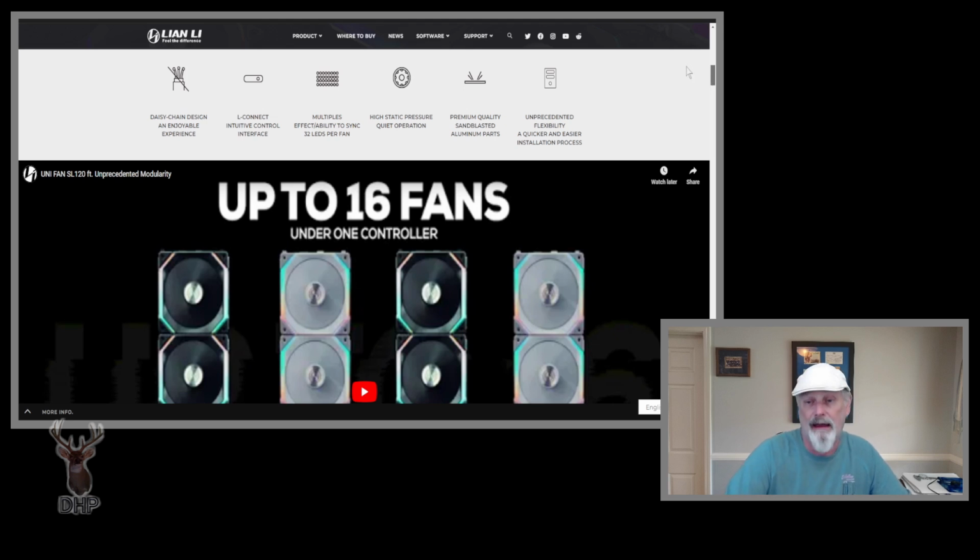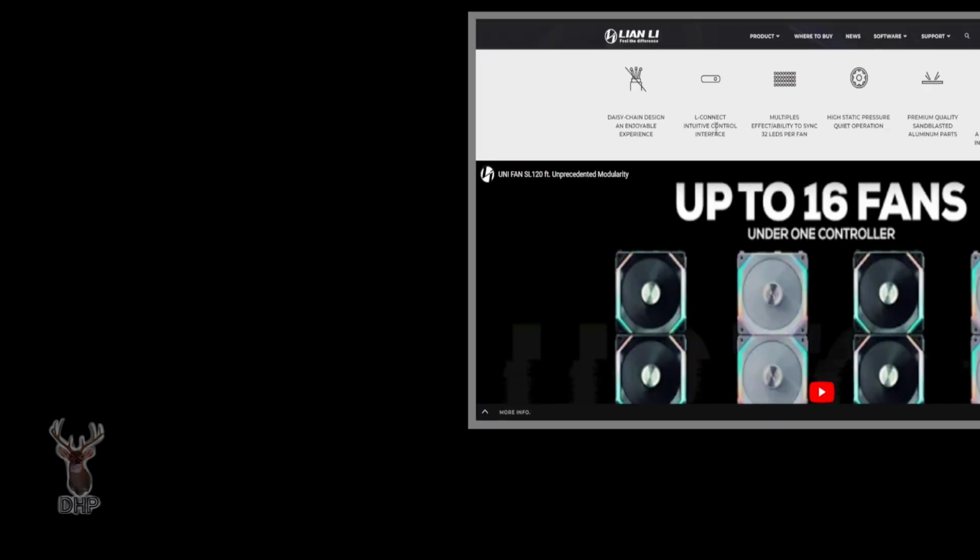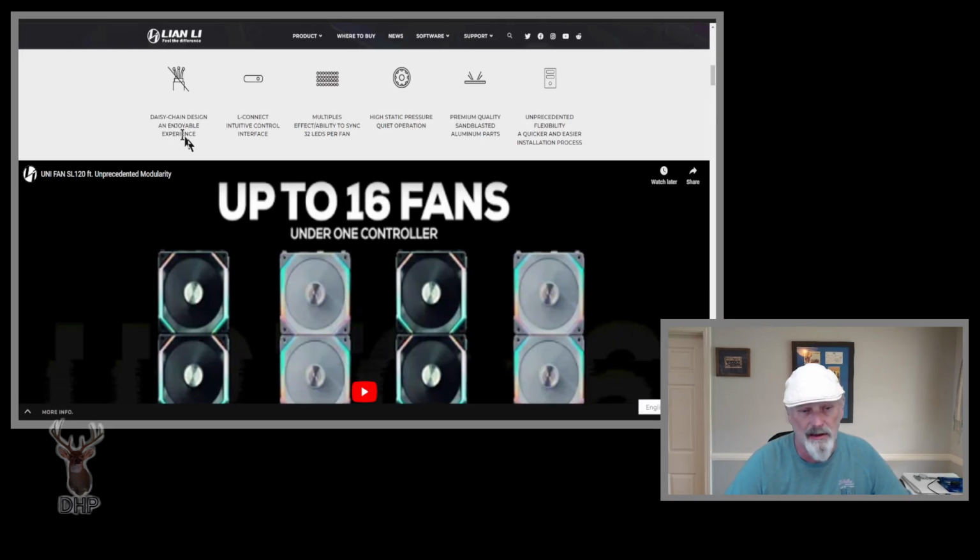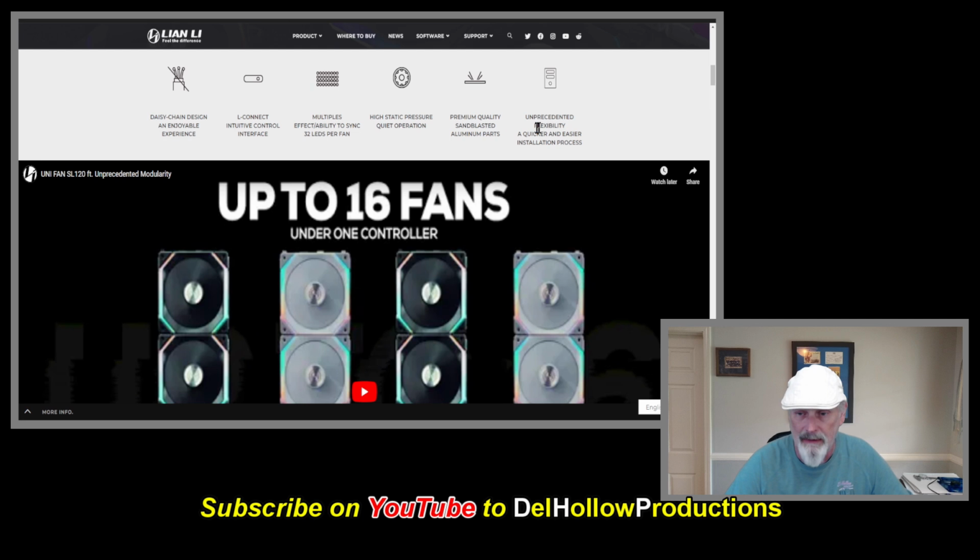What's geared toward us is that they're easy to daisy chain. They should have, in my mind, a little zero around this to make like the Noble thing, or another X here to make an X. But the daisy chain, they're not hard to wire together. L-Connect, which is the interface, pretty much goes with this, easy to connect. Multiple effects because they're ARGB. It also goes with L-Connect. High static pressure, quiet operation. Yeah, maybe premium quality sandblasted aluminum parts. I don't remember Lian Li's having aluminum parts, but that's okay.